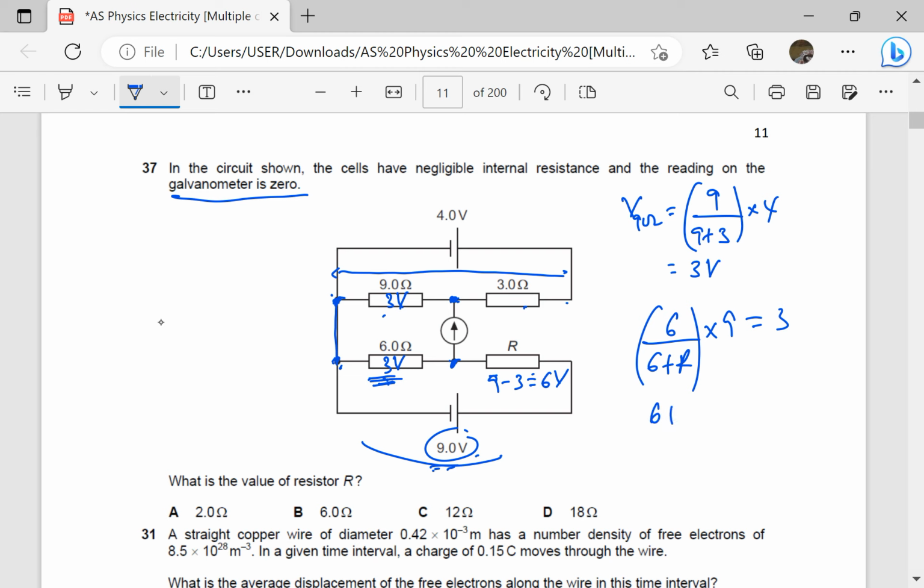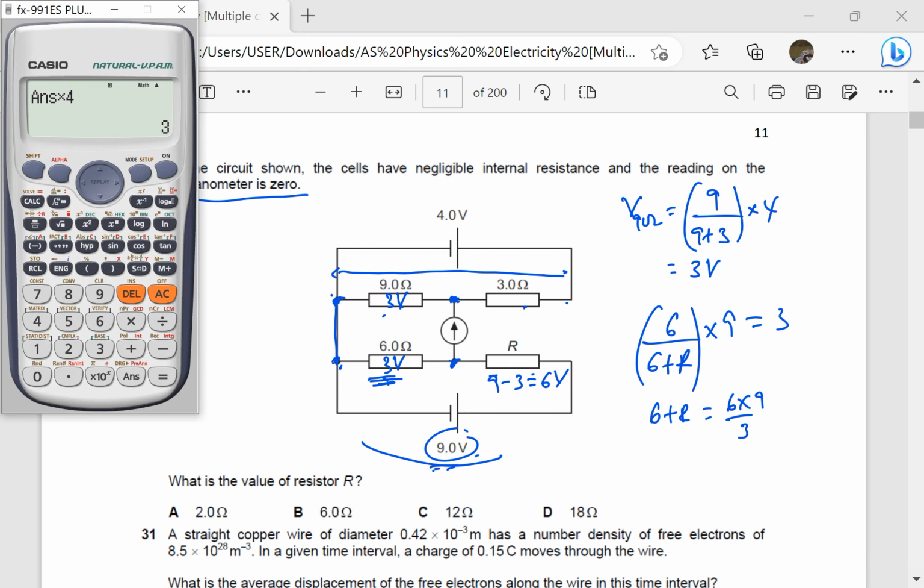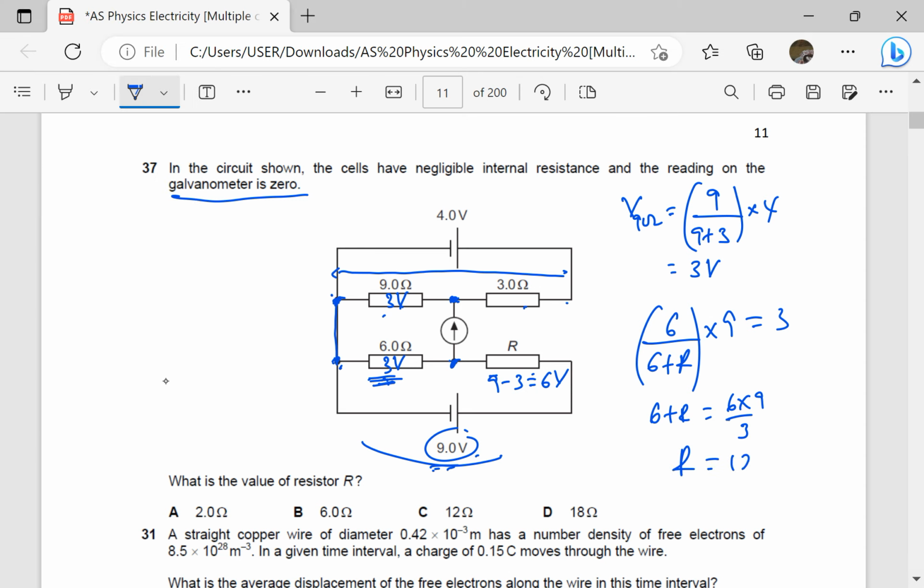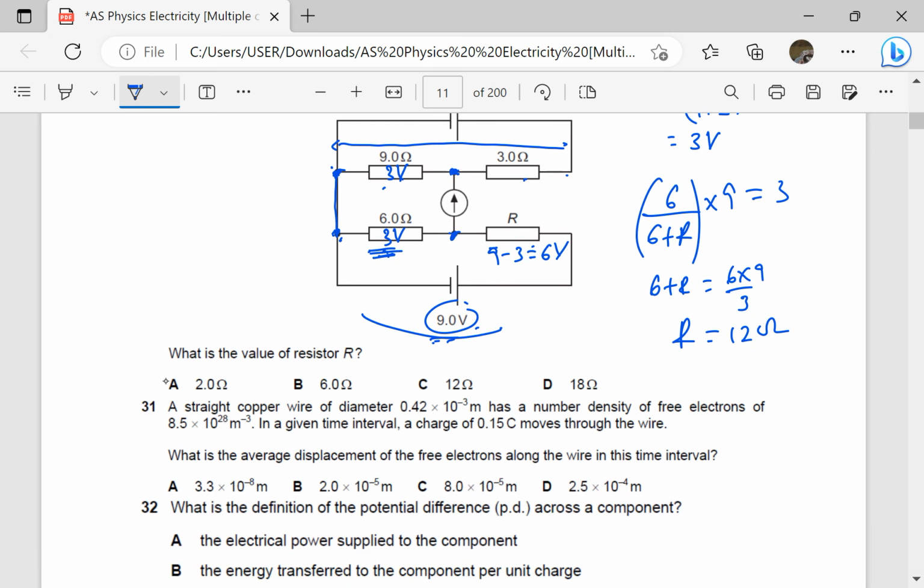So I have 6 plus R is equal to 6 times 9 divided by 3. So I have 6 times 9 divided by 3. Then I subtract 6, which gives us 12. So R is going to be 12 ohms. Therefore, it means our answer here is going to be C.